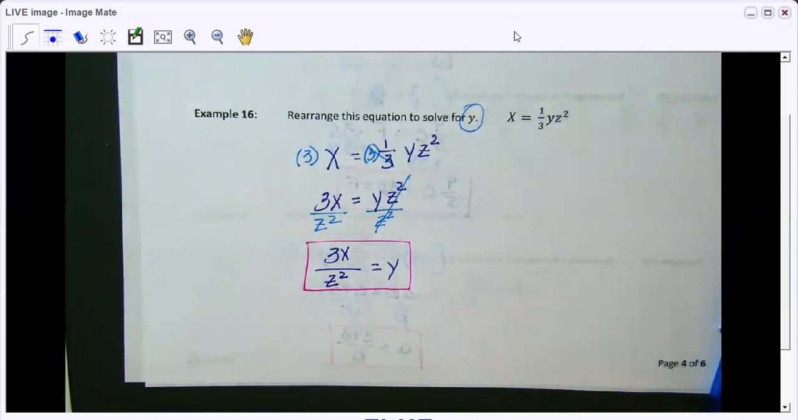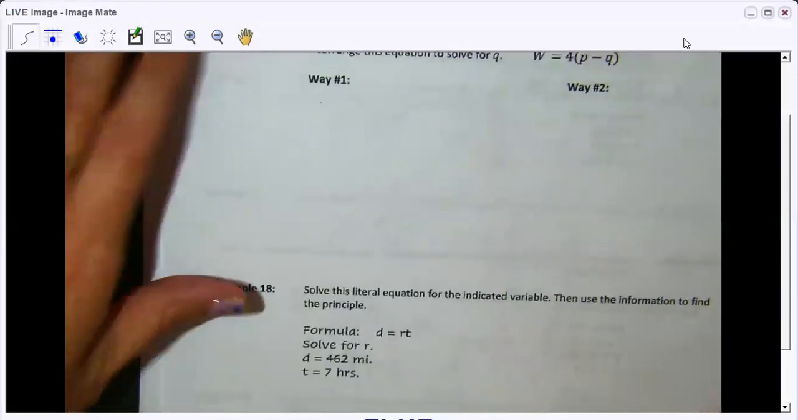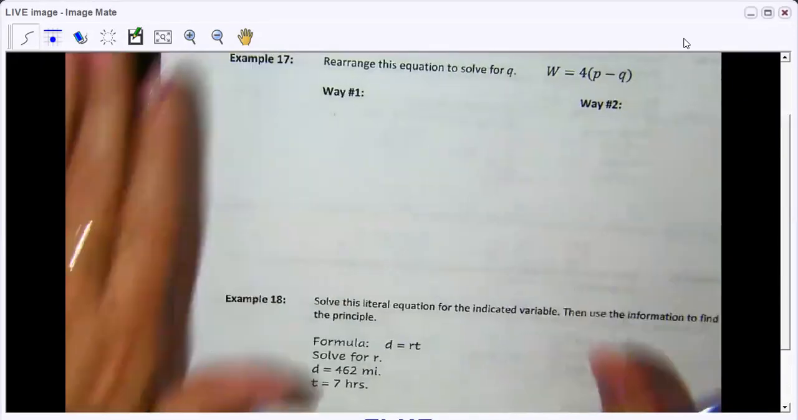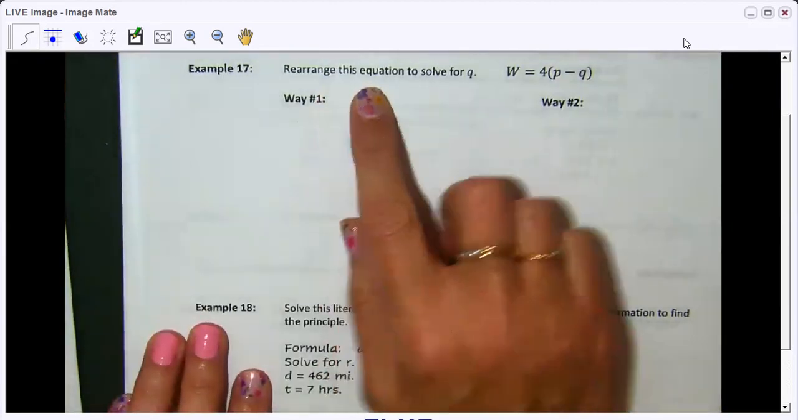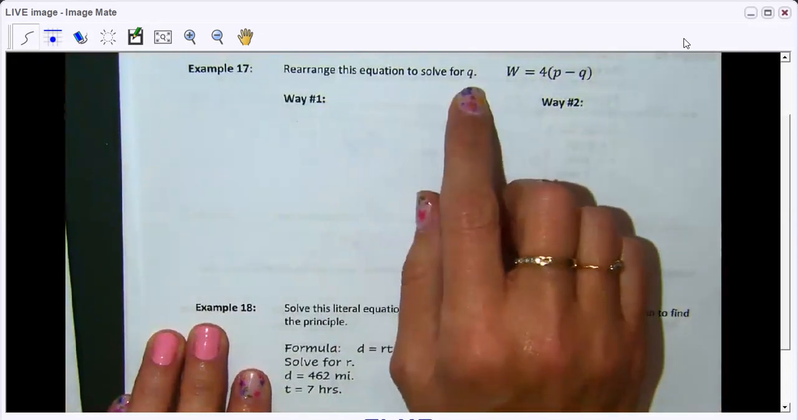Do you have a question? Okay, so let's go to page 5. Now we're dealing with some math, and I'm gonna show you 2 ways to solve these equations. One is by rearranging the equation, and one is by not rearranging the equation, and I'm sure most of you will choose way 2. So we're gonna rearrange the equation to solve for Q.